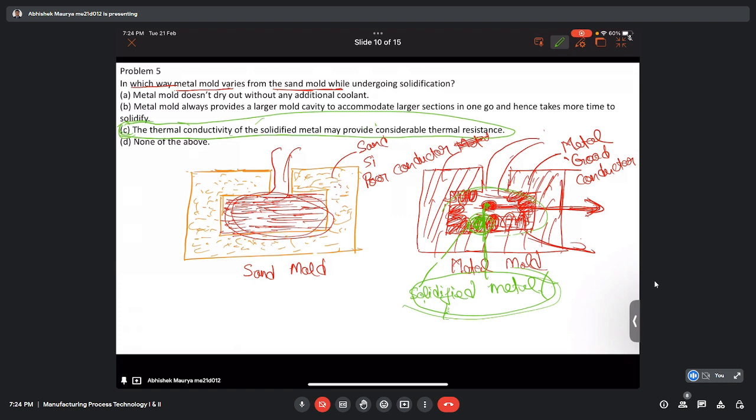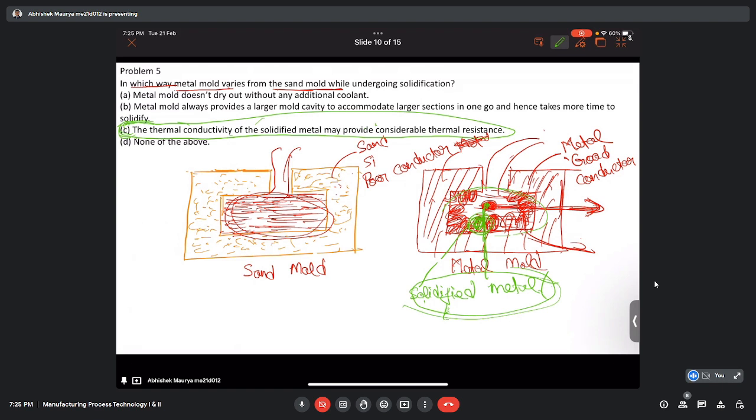Okay, if there is any doubt, please let me know. Is it clear to everyone? Why C is the correct answer for this question? If any of you have a doubt, please let me know. If it is clear, we will move to the next problem. Okay, it seems there is no doubt.